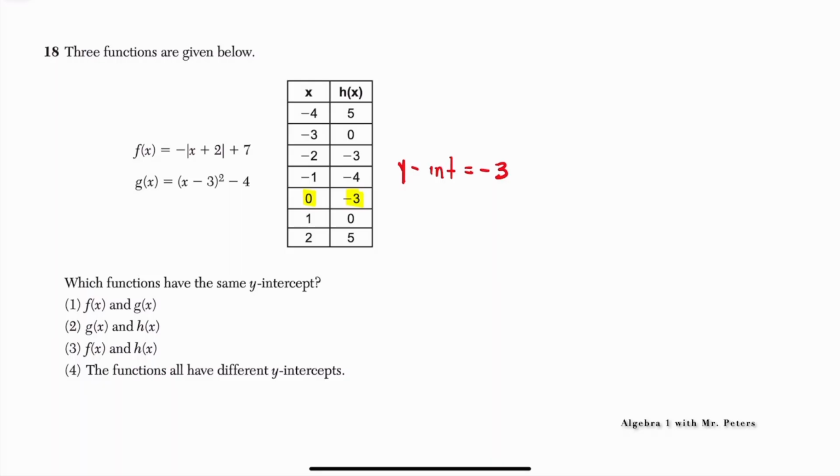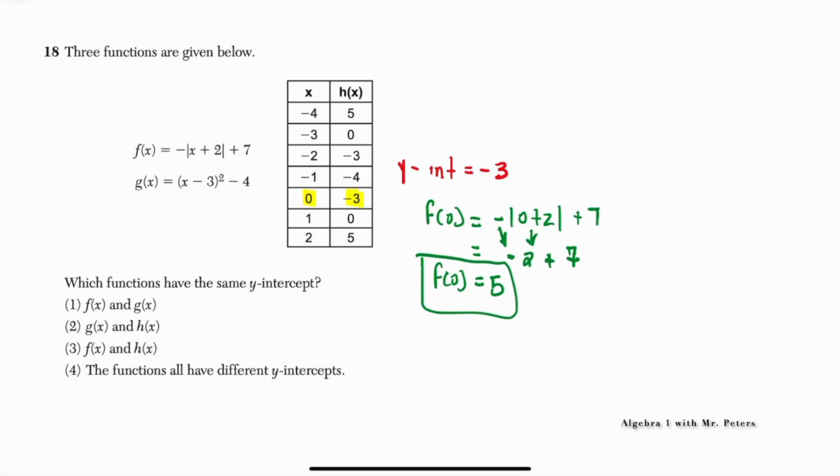Now let's say we did the f of x function. So we're going to switch to green. So we're saying f of 0 is equal to the opposite of the absolute value of 0 plus 2, plus 7. So once we take this out of the absolute value brackets, we have 2, and then we got to bring that negative down. So this is the opposite of 2 plus 7, or -2 plus 7. So we know f of 0 is going to be equal to +5.